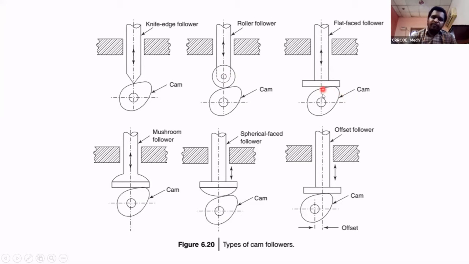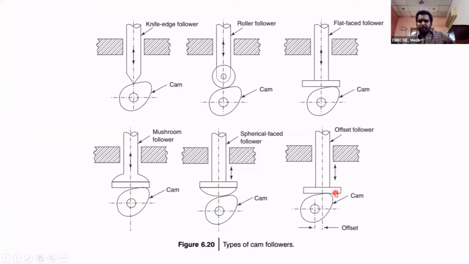The advantage of the flat faced follower is that it can avoid the side thrust, meaning the force in the lateral direction may be restricted by using this follower. And this is the mushroom follower. The shape is like this. We can get less wear and we can avoid the side thrust, and we have some advantages with the mushroom follower. And this is the spherical follower, meaning the end of the follower is in a spherical shape. We can avoid the wear and get some advantages with the spherical follower.